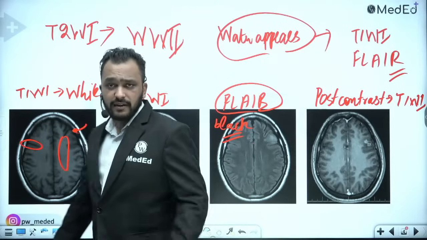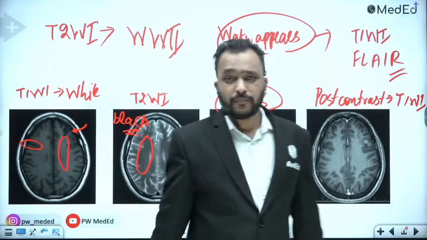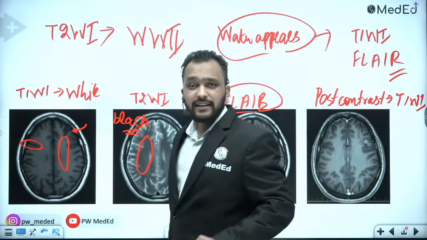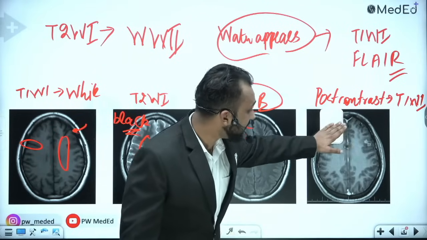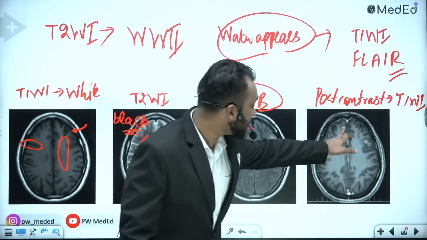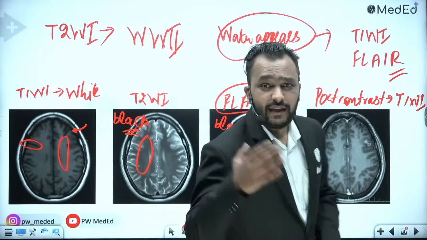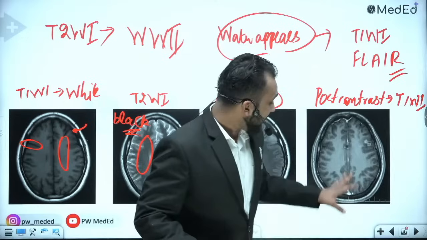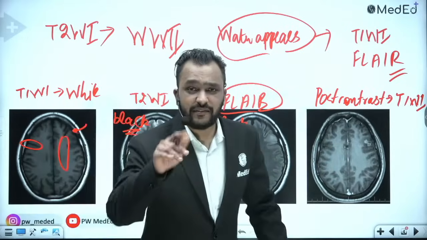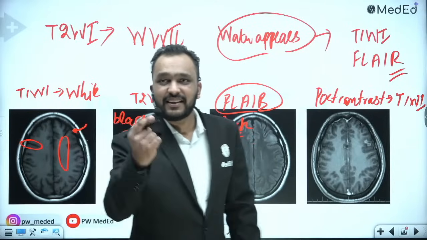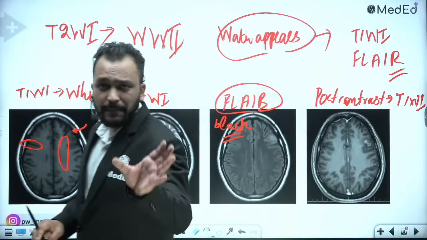Now you will ask me, sir, how will we identify whether a sequence is non-contrast or post-contrast? Look at the meninges. You will see some enhancement in the meninges. You can also see the vessels running in the subarachnoid space in a post-contrast image. And if a section of ventricles is available, you will see enhancement in the choroid plexus of the ventricles.